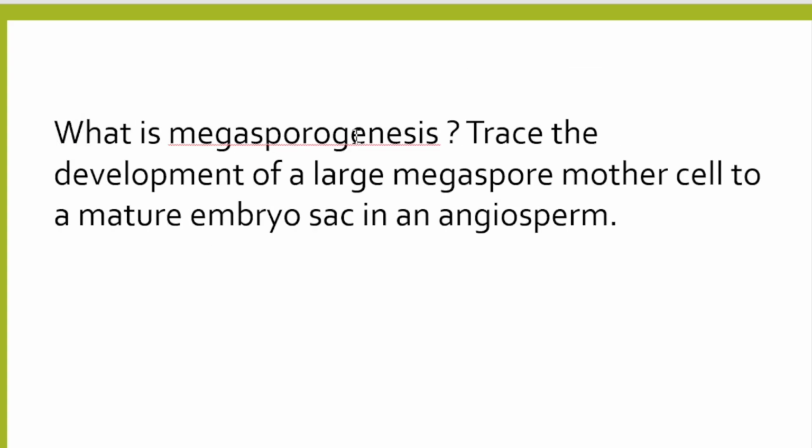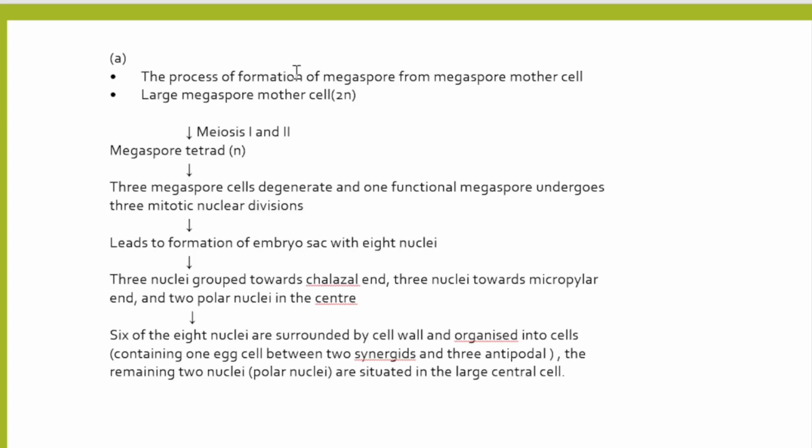What is megasporogenesis? Trace the development of the megaspore mother cell to a mature embryo sac in an angiosperm. First, the definition: the process of formation of megaspores from the megaspore mother cell. First the megaspore mother cell will undergo meiosis 1. I told you it will develop into a dyad, then into a tetrad. Then 3 megaspore cells will degenerate and one becomes functional. So it is called monosporic development. That functional megaspore will now undergo nuclear division, that is also mitotic division because it is already haploid.